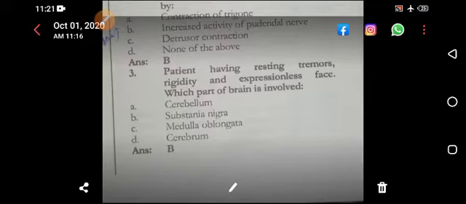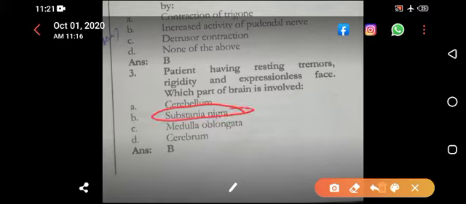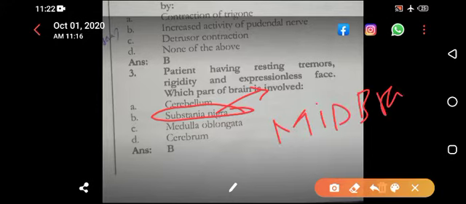Patient having resting tremors, rigidity, and expressionless face. If only resting tremor is mentioned, then this is Parkinson. If intention tremor, then this is cerebellar disease. If postural tremor, then benign essential tremor and physiological tremor should be kept in mind. Over here it is Parkinson, and in Parkinson you have decreased dopamine. The dopaminergic neurons that come into the basal ganglia come from the substantia nigra, and if the substantia nigra is missing in the MCQ options, then look for the midbrain, because these MCQs repeat with such options.